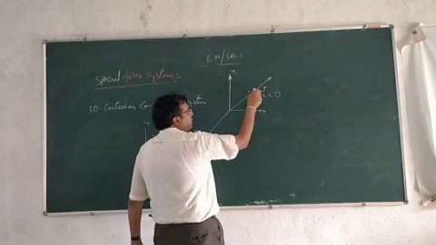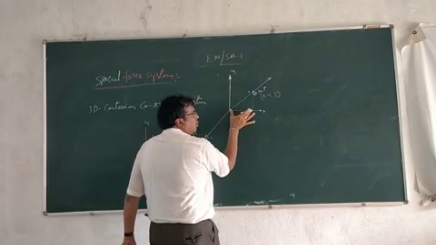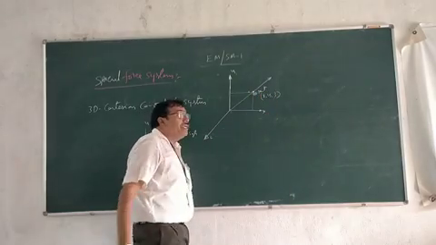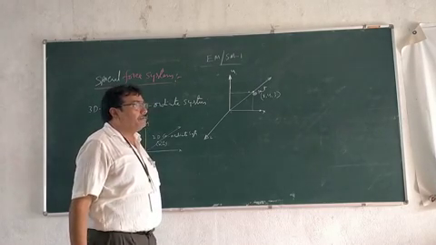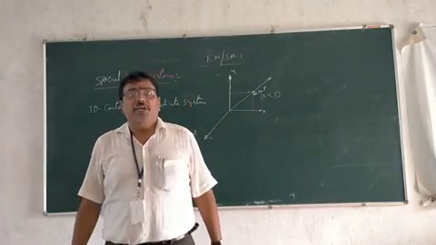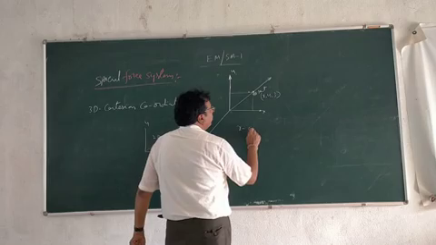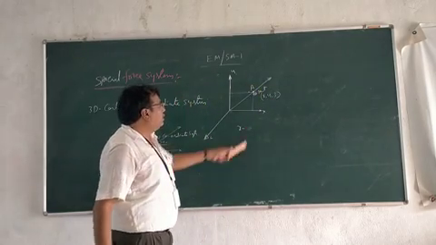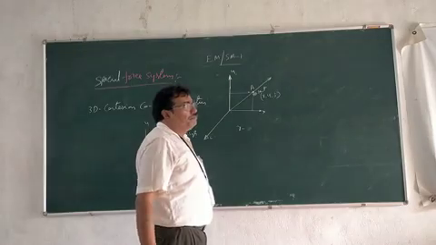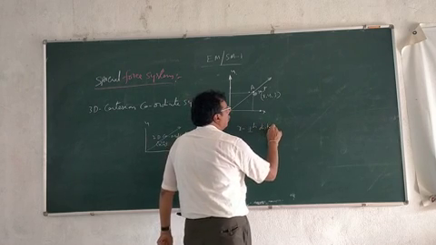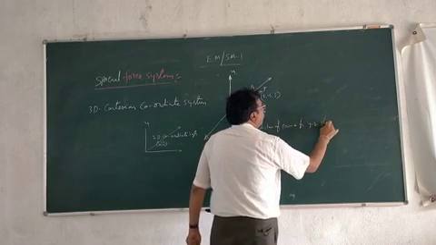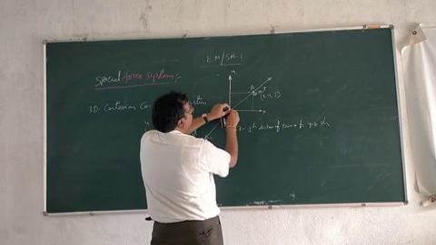The x coordinate indicates the distance of this point along the x-axis, the y coordinate the distance along the y-axis, and the z coordinate the distance along the z-axis. The x value indicates the perpendicular distance of point A from the yz plane.